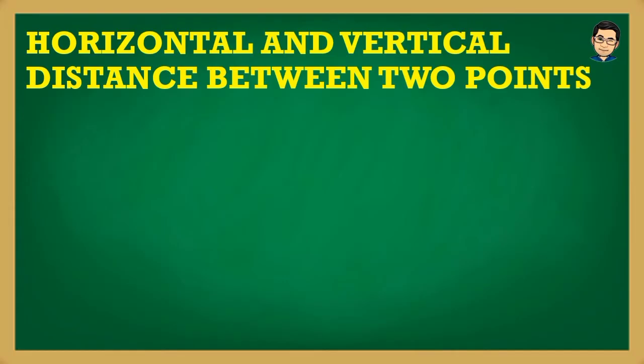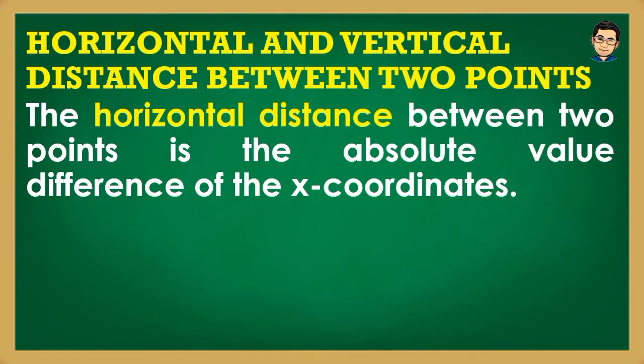Horizontal and vertical distance between 2 points. Ano nga ba ang pinagkaiba ng horizontal sa vertical distance? When we say horizontal distance, the horizontal distance between 2 points is the absolute difference of the x-coordinates. So, para makuha po yung horizontal distance ng dalawang points, kailangan lang po natin i-subtract yung x-coordinates and then kunin natin absolute value difference. Meron tayo dyan absolute values because wala pong negative na distance. And then, horizontal, ito po yung pahiga.